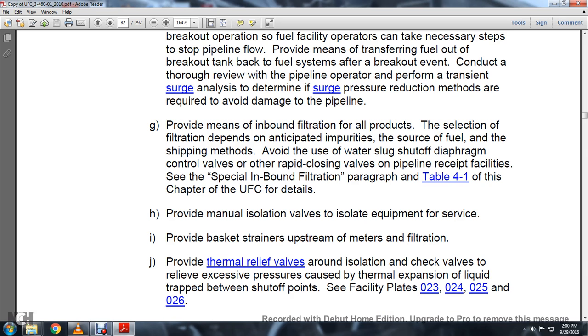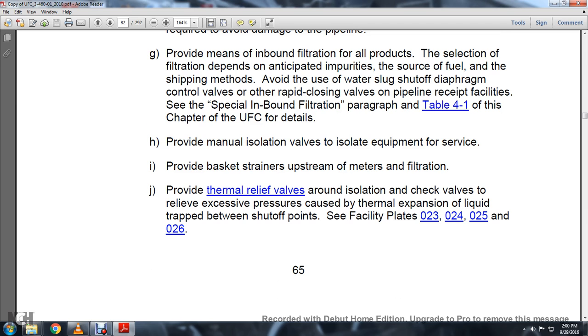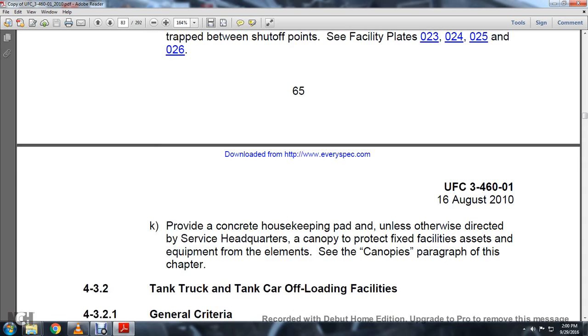Provide basket strainers upstream of meters and filtration. Provide thermal relief valves and isolation check valves to relieve the excessive pressure caused by thermal expansion of liquid trapped between shutoff points. See Facilities plates 023, 024, 025, and 026.